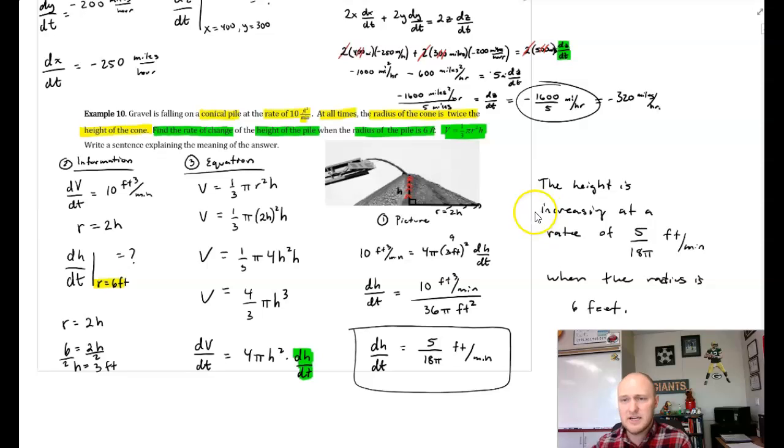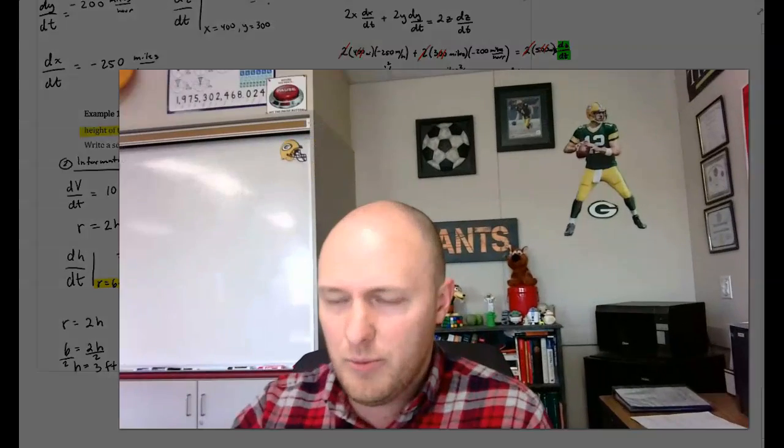All right, that is related rates. We looked at a whole bunch of examples. Remember, related rates, easy as pie. P, draw your picture. I, what's your information? E, what equation are you using? Then you're going to differentiate it.